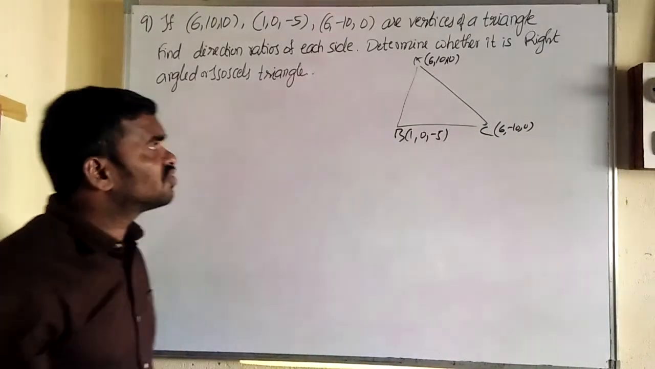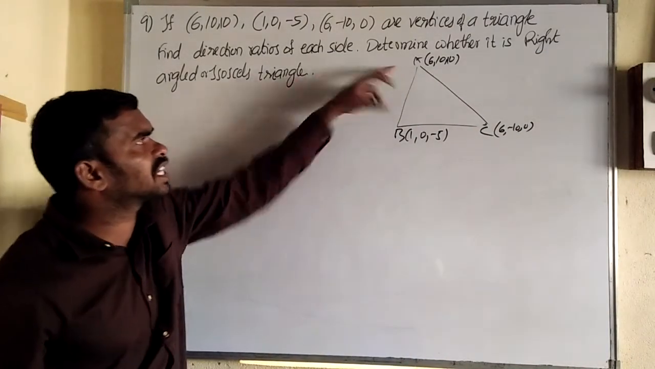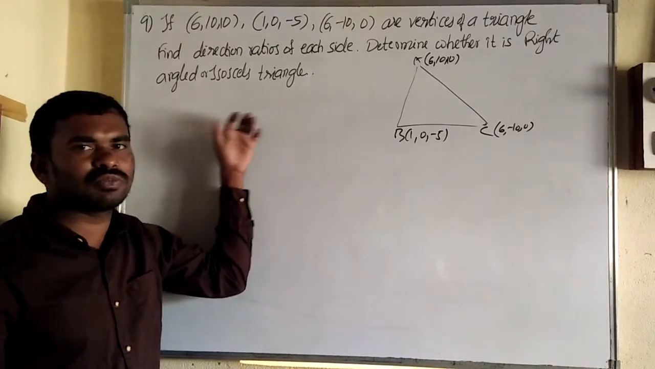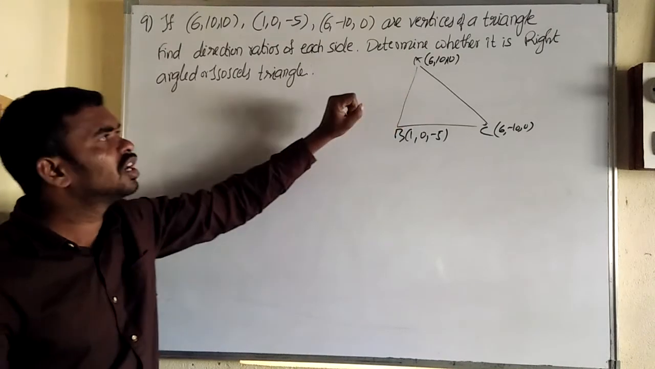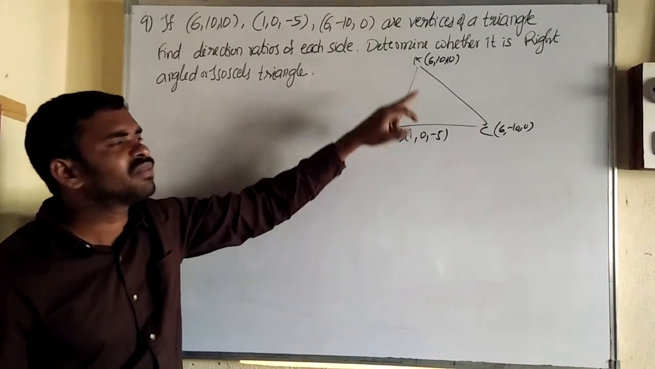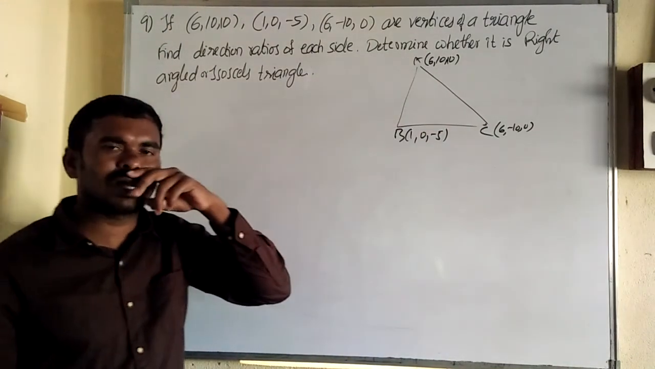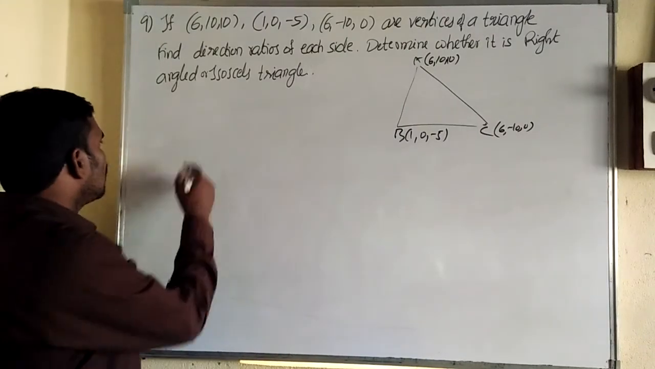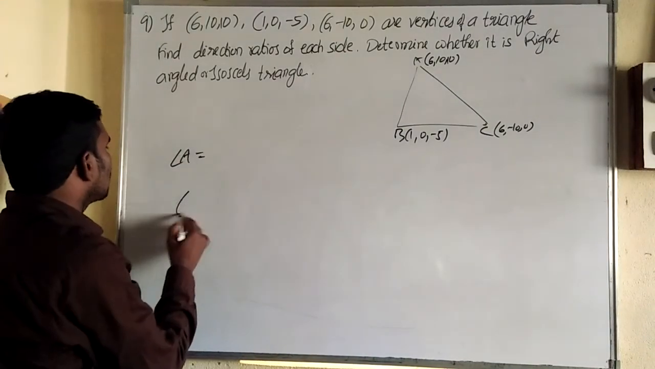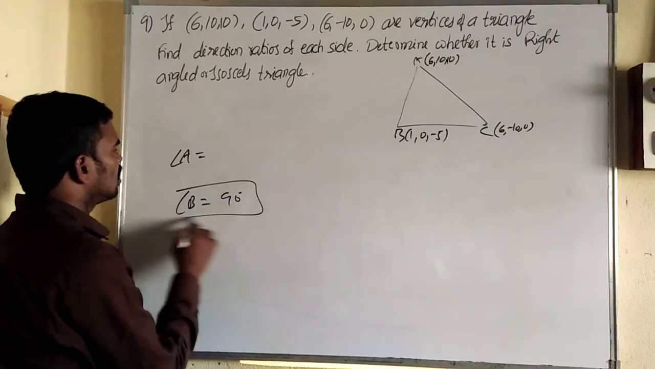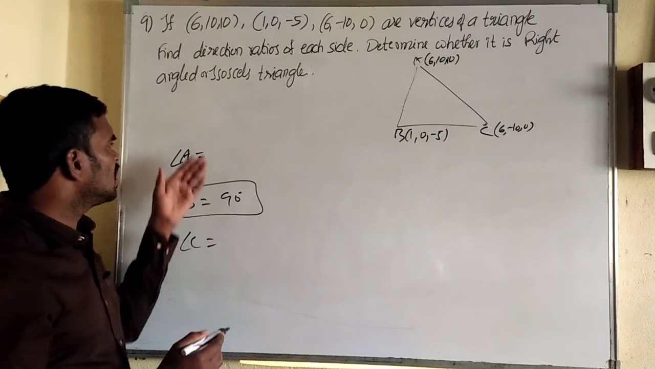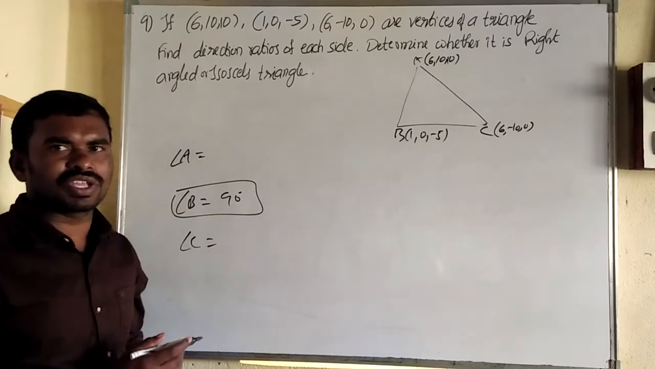Okay, same as usual, like the 8th question. Find AB direction ratios, x2 minus x1, y2 minus y1, z2 minus z1. Find BC direction ratios, find CA direction ratios. After you get them, find angle A, find angle B, find angle C. Okay, so I will give you the answers. Angle A, angle B, angle C. Angle B you will get 90 degrees. Okay, so angle A you will get something, angle C you will get something.